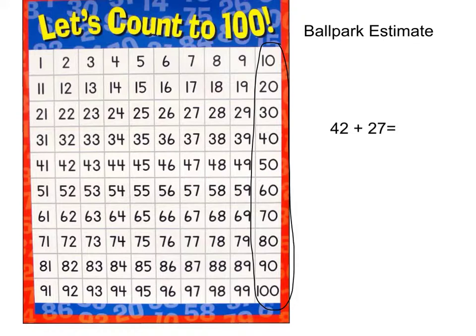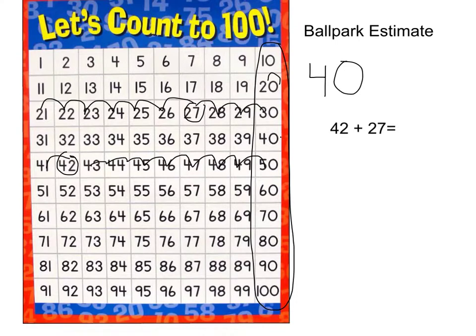Okay, have you figured it out? 42, let's see, is right here on my numbers chart. I can see that it's 2 hops to 40 and 1, 2, 3, 4, 5, 6, 7, 8 hops to 50. So 42 will round to 40 because it's closest to that number. 27 is right here. I see that it's 1, 2, 3, 4, 5, 6, 7 hops back to 20 and 1, 2, 3 hops to 30. So it's closest to the 30.